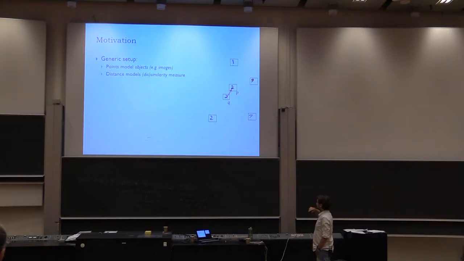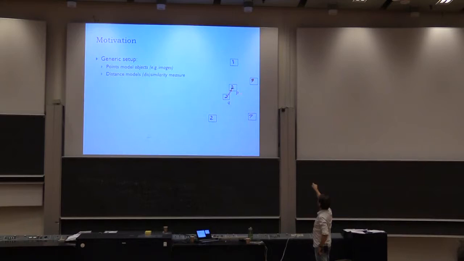So motivation is, first of all, this is a high-dimensional situation. So the dimension where the points come from can be really high-dimensional. And where does this come from? So this comes from the general area of similarity search, where we think about the points as being some objects. For example, there can be some depictions of images, and the distance can model dissimilarity measures.